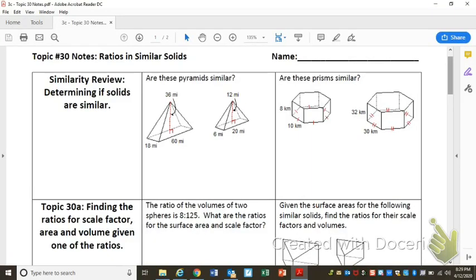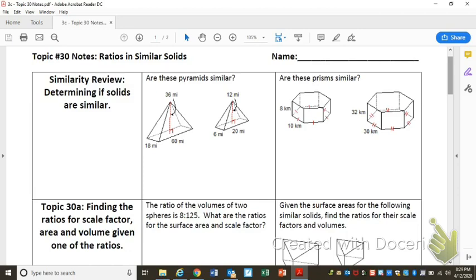Alright, welcome. So this is going to be a video on ratios in similar solids. We have looked at similar figures before when we were looking at similar triangles, so we're going to be working off some of those ideas. These notes are actually going to be in 3 separate videos, so make sure you watch all 3 to get all of these notes in.